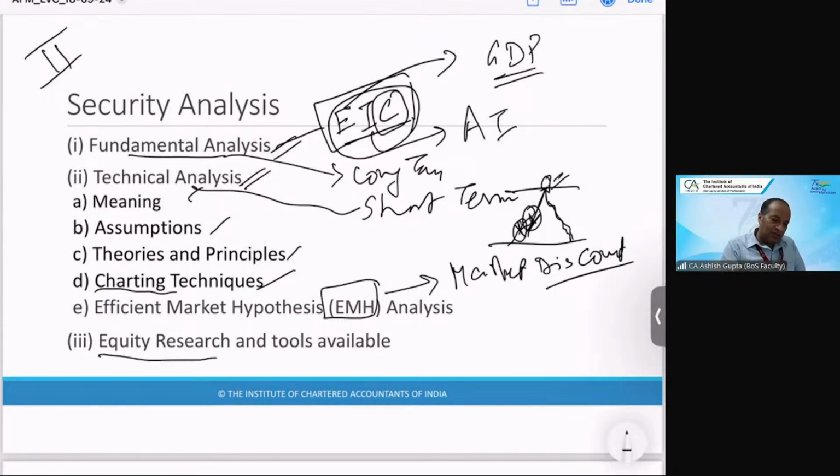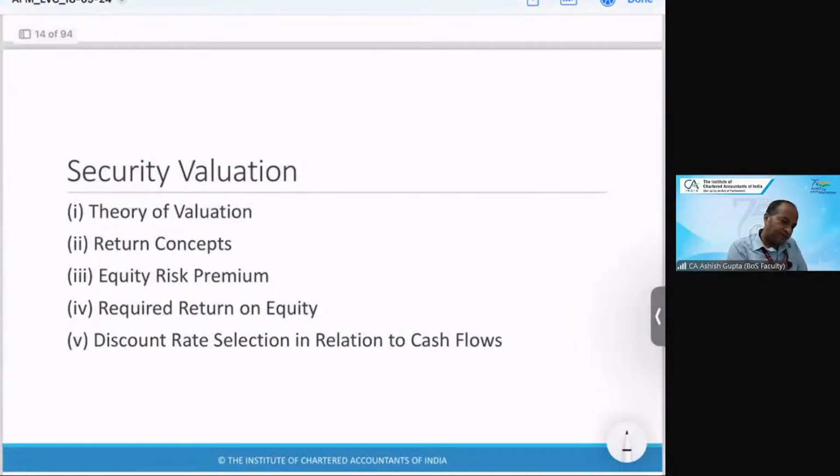Then we come to the last topic, equity research and tools available. Many tools are available in the market on the internet, some free of cost and some on a chargeable basis. Next we come to the next topic of section 2, that is security valuation.